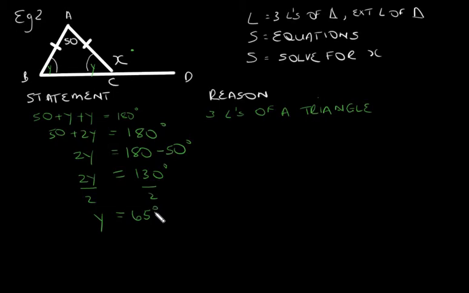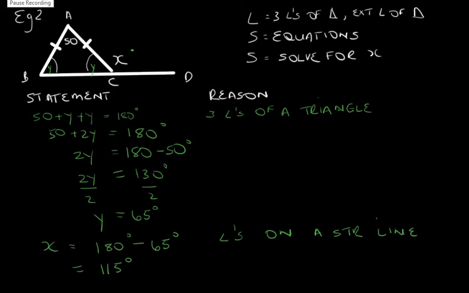Let's solve for x. So if y is equal to 65 degrees, we can then go ahead and say that x is equal to 180 degrees minus 65 degrees. Why? Because this is an angle on a straight line. Do you see that angle? So these two angles will add up to 180 degrees. So x will be equal to 180 minus 65, which will be equal to 115 degrees.